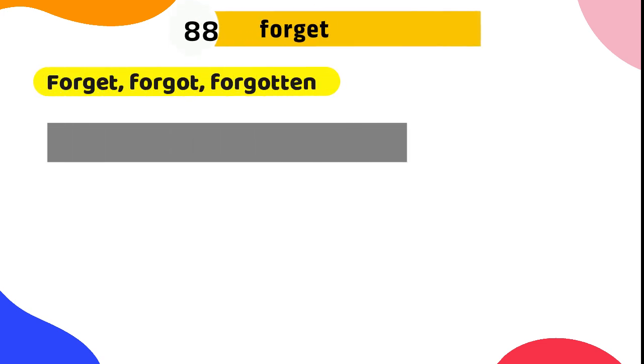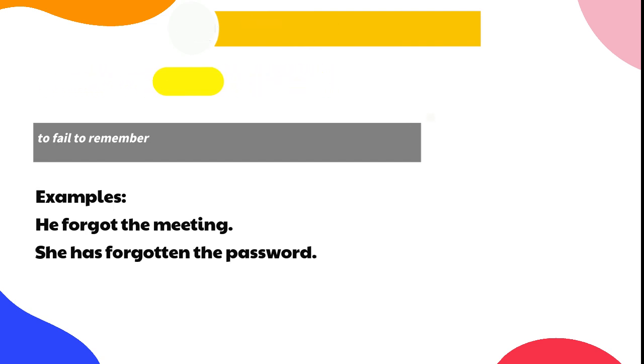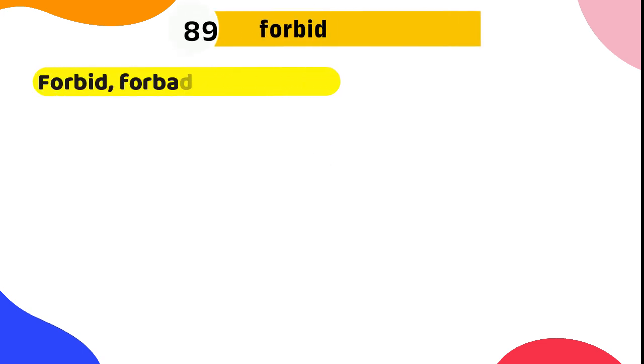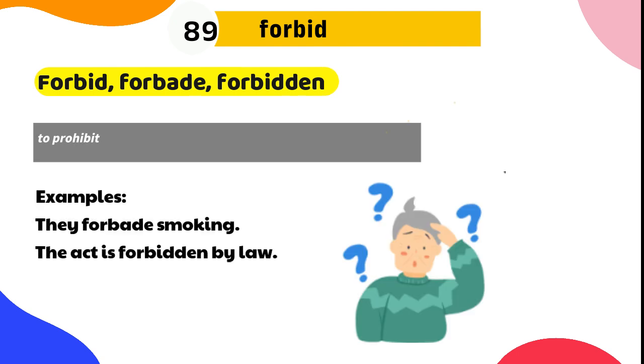Forget, forgot, forgotten. Meanings: to fail to remember. Examples: he forgot the meeting. She has forgotten the password. Forbid, forbade, forbidden. Meanings: to prohibit, to refuse to allow. Examples: they forbade smoking. The act is forbidden by law.